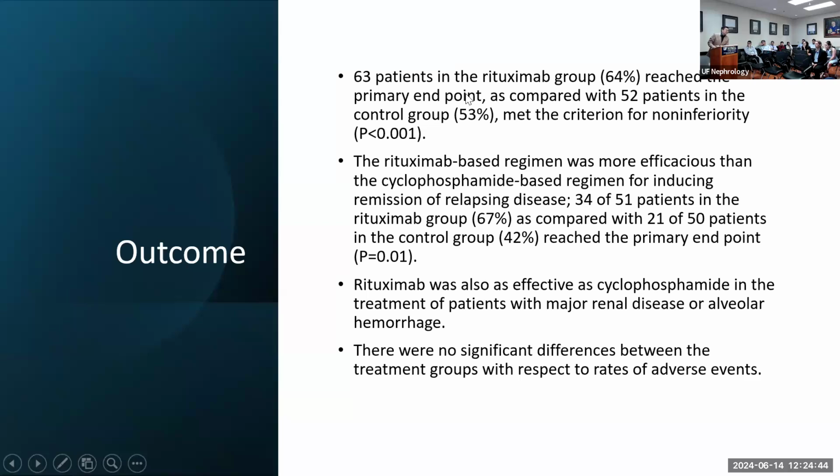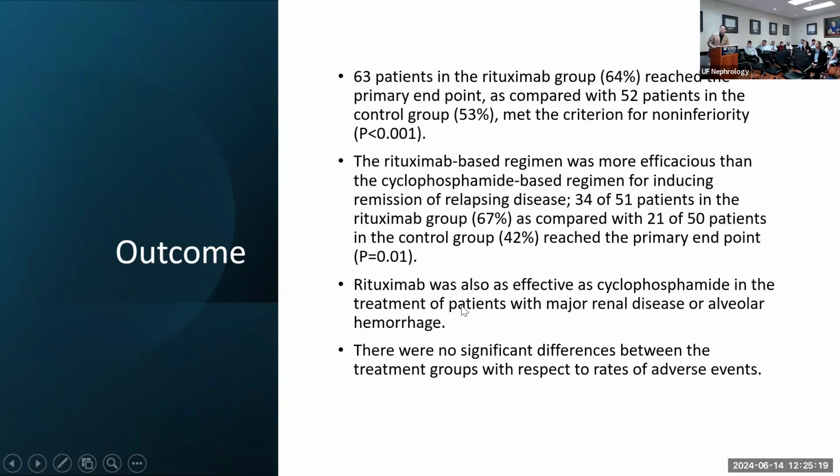So it met the criteria of non-inferiority in patients with neutropenia of less than 4. There's no data in patients with neutropenia of more than 4. The rituximab-based regimen was more efficacious than the cyclophosphamide-based regimen for inducing remission of relapsing disease: 67% compared with 42% in the control.